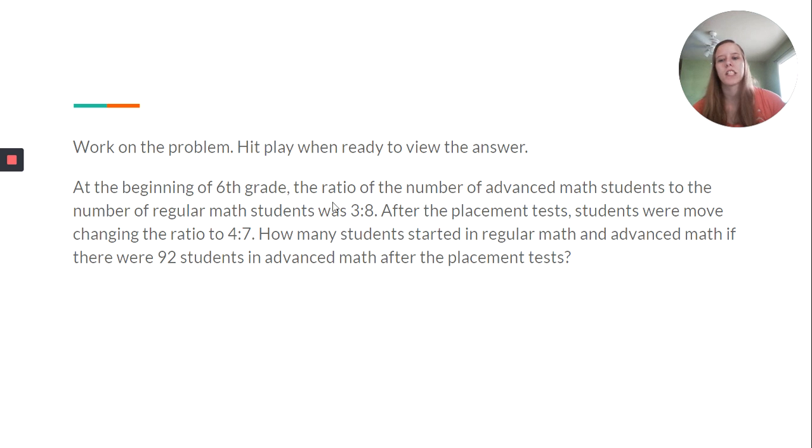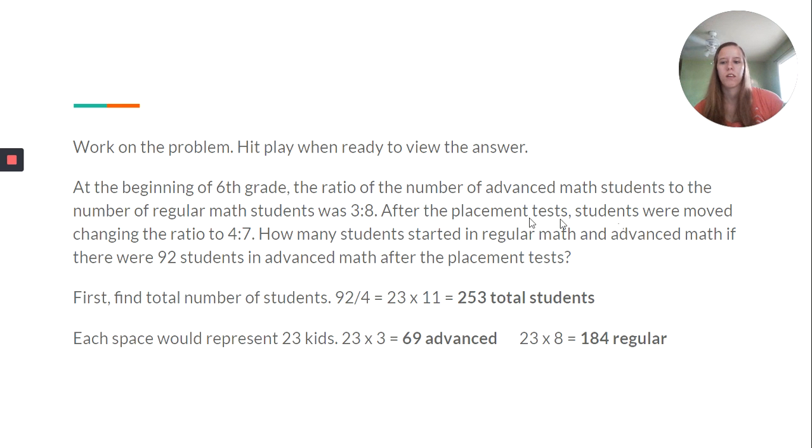So at the beginning of 6th grade, the ratio of the number of advanced math students to the number of regular math students was 3 to 8. So 3 advanced math students for every 8 regular students. After the placement test, students were moved, changing the ratio to 4 to 7. So 4 advanced for 7 regular. So how many students started in regular math and advanced math if there were 92 students in advanced math after taking the placement test?